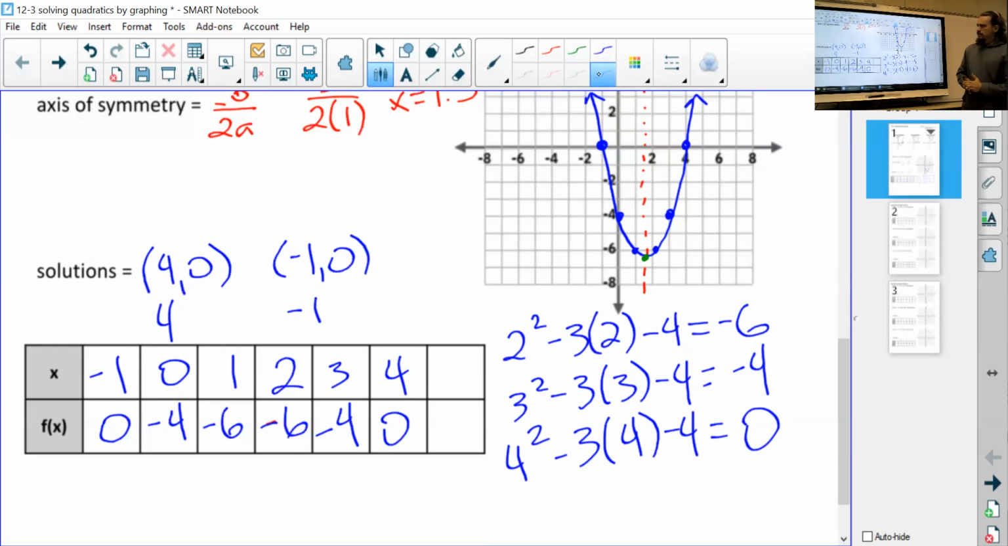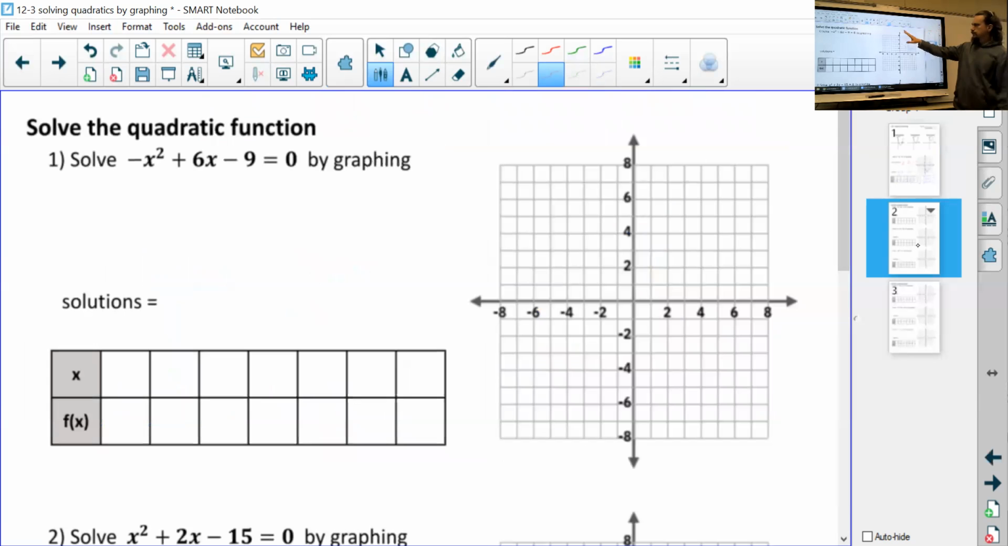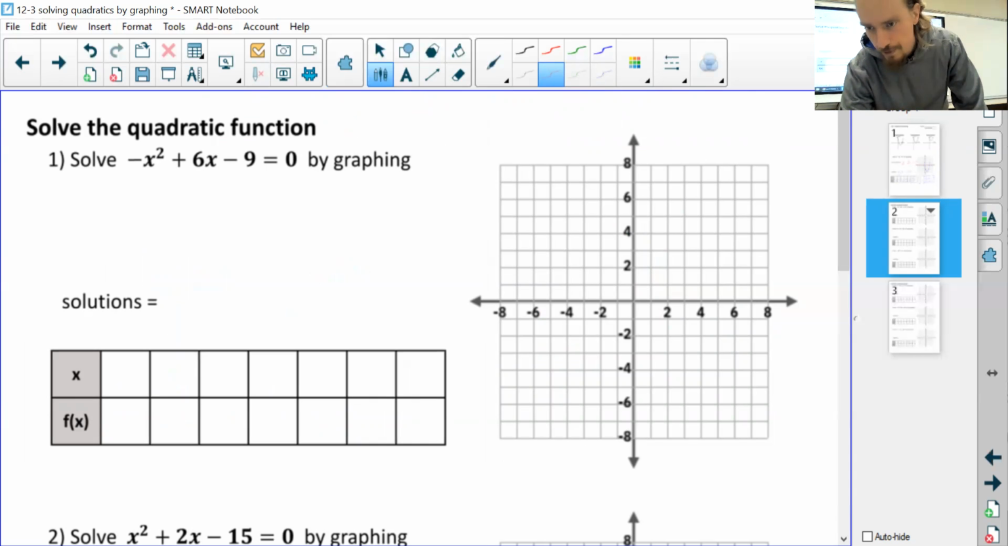Okay, so it's the same thing we've been doing. We're still graphing it out. Only the key points we want to find today, instead of the vertex, are these solutions. Where does our parabola cross the x-axis? Okay, so try them out. Take your equation, the function, put it on the graph, and find where it crosses the x-axis. If you need help, let me know.